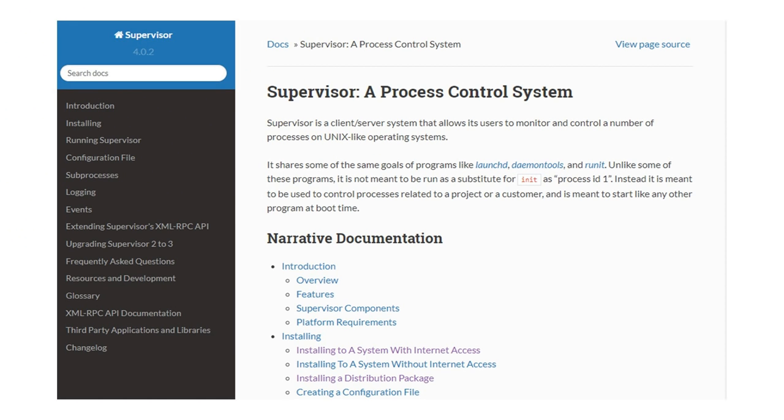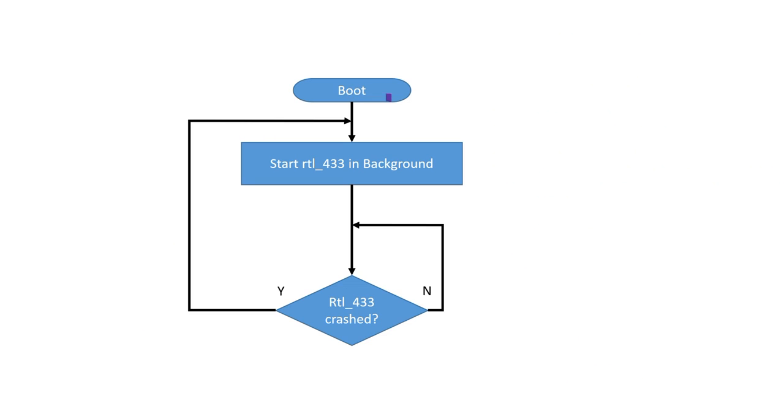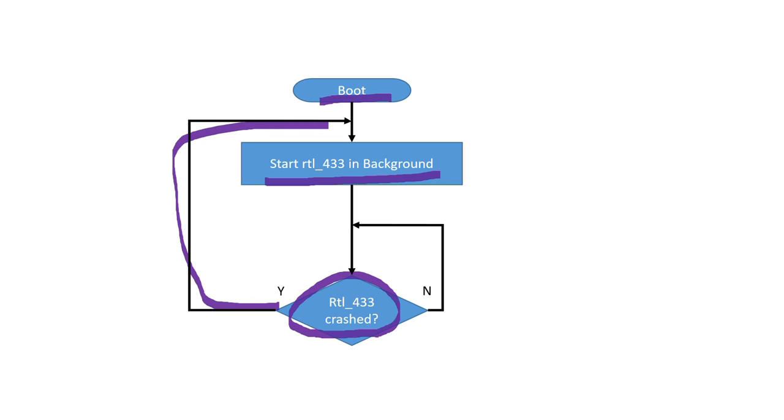We will use Supervisord. During boot, it starts RTL_433 in the background and, if RTL_433 crashes, restarts it. This is precisely what we need, because it seems that the RTL dongle from time to time crashes. Not nice, but now we know how to handle it. RTL_433 terminates if the dongle does not answer anymore, and then Supervisord restarts it automatically.